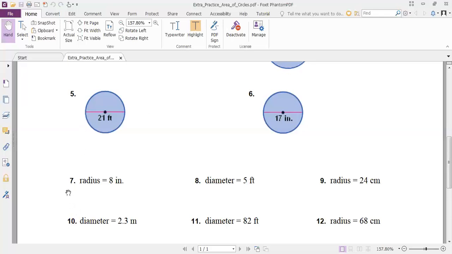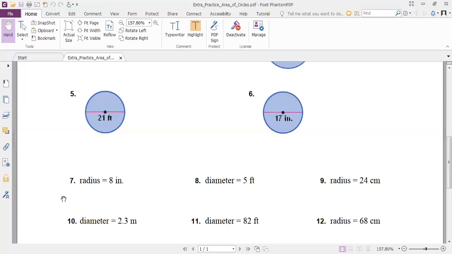Okay, now we go to example number 7. He gives me the radius, Muhammad, which is 8, right? The radius is equal to 8. So I don't need to divide it over 2, right? If he gives me the radius as 8, Muhammad, how can you calculate the area?